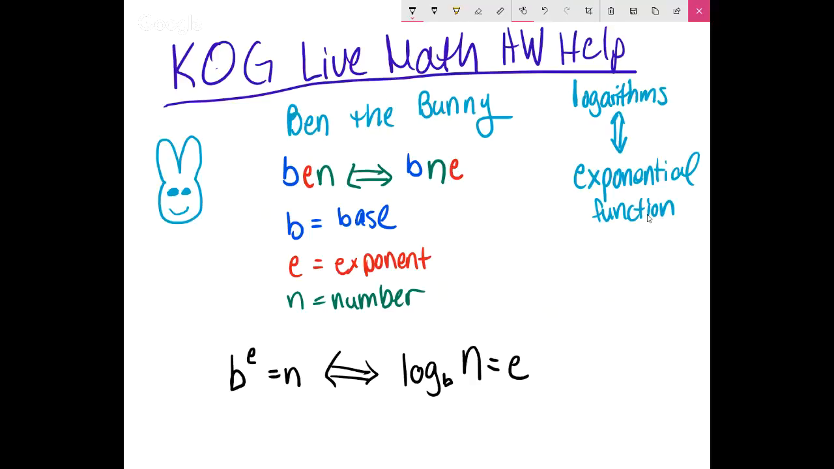So this arrow shows that you can switch back and forth using the Ben the Bunny acronym. You can see the order that the letters are presented in. B-E-N, that's the order you write it in. Then you spell bunny, but it's going to be B-N-E. Log sub B of N equals E, the exponent. Let me know if you have any questions on that.